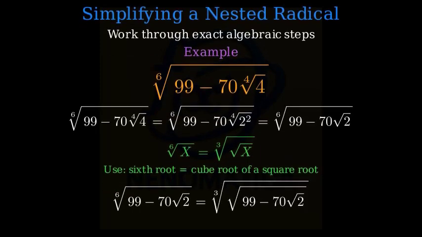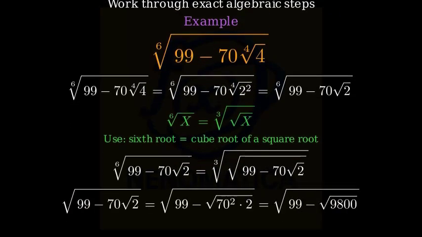Next, focus on the inner square root, the square root of 99 minus 70 times the square root of 2. We will rewrite 70 times root 2 as a single square root. Since 70 root 2 equals the square root of 70 squared times 2, that becomes the square root of 9,800. Now the inside matches the form, square root of a minus the square root of b.